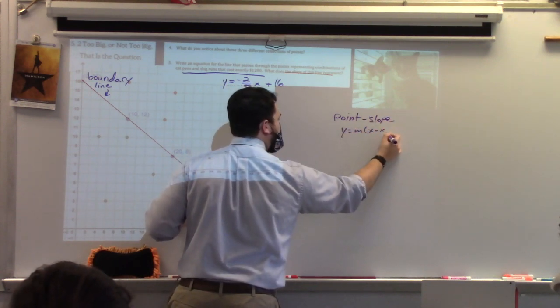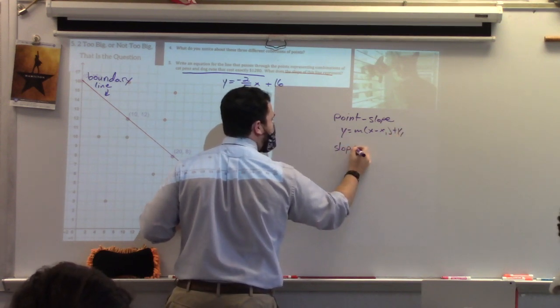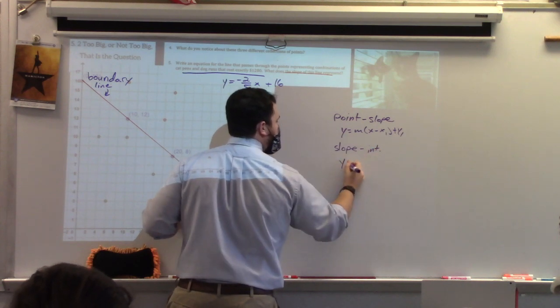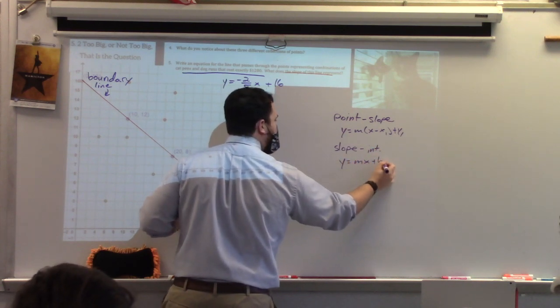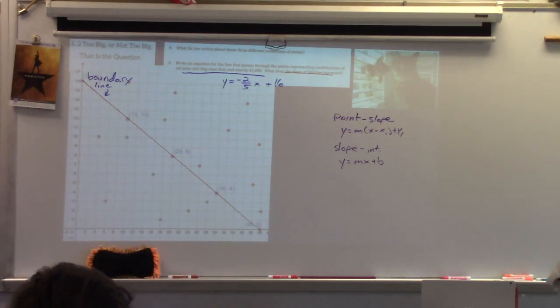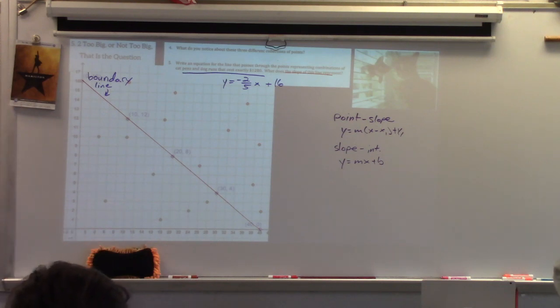Point slope and slope intercept. You have to know those two equations of a line. Those are two non-negotiables. You've got to know. We've done it since the beginning of this year. You also did it last year in Algebra 1A, whether you had Mr. Johnson or me or Ms. Anderson, you did this.